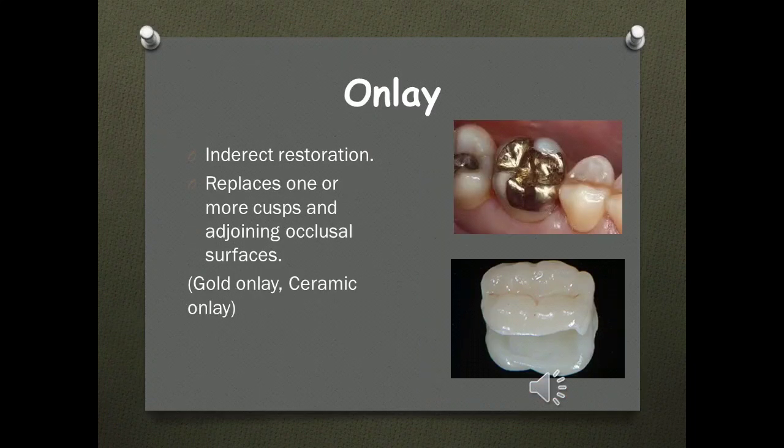An onlay. Onlay is also an indirect restoration, which means that we require a dental lab to fabricate and process an onlay. It basically replaces one or more cusps and the adjoining occlusal surfaces. Well, that's the main difference between an inlay and onlay, where in inlay the cusps are involved, but here the adjoining occlusal surfaces are also involved.